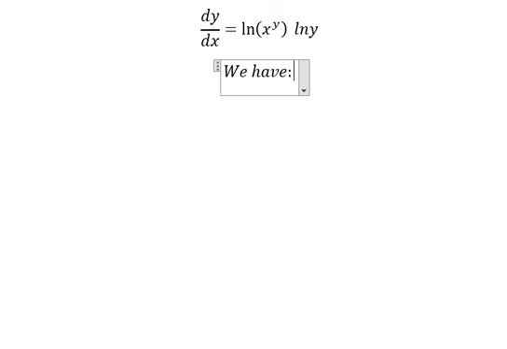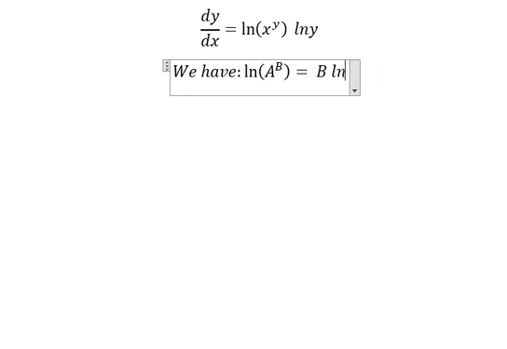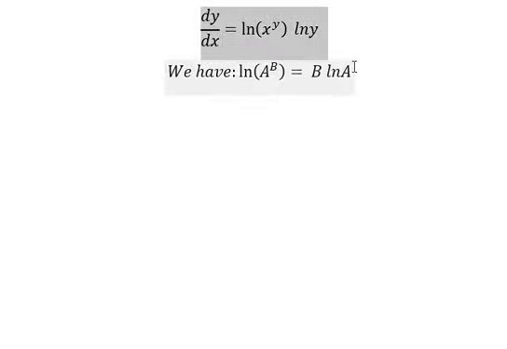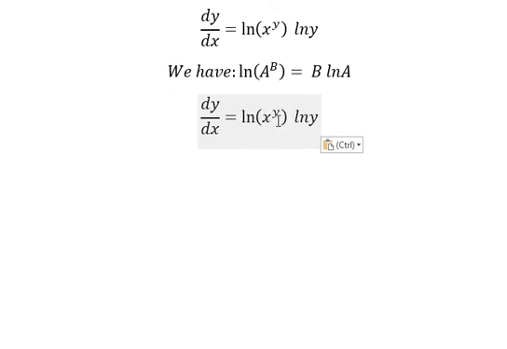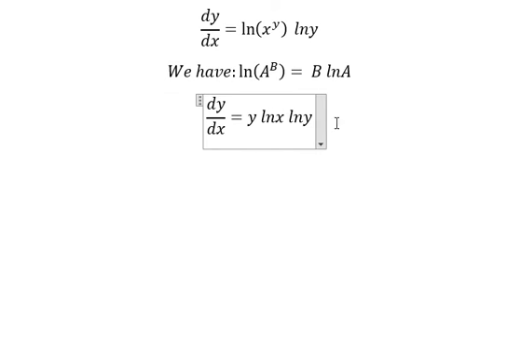We have the formula in here, that's about ln of a to the power of b equals b ln a. So we apply the formula in here. So we have y ln y. The y and ln y we put on the left, the s we put on the right.